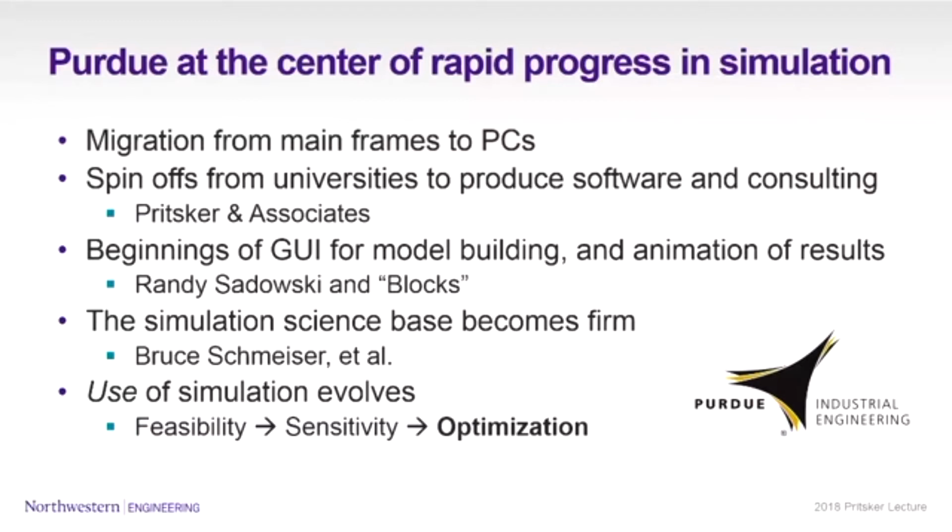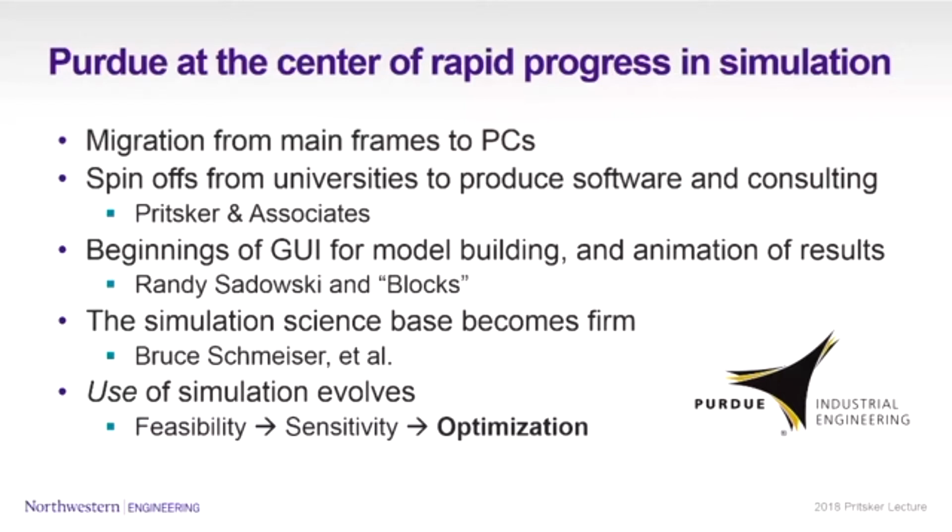And then Bruce Schmeiser, who was my advisor for my PhD, and a number of other people, were putting together the science base of what we now think of as simulation. Thinking of it as a stochastic process or as a statistical experiment, and really moving computer simulation from being a computer science modeling sort of discipline to also having this underlying mathematical description, which has paid tremendous dividends over the years.